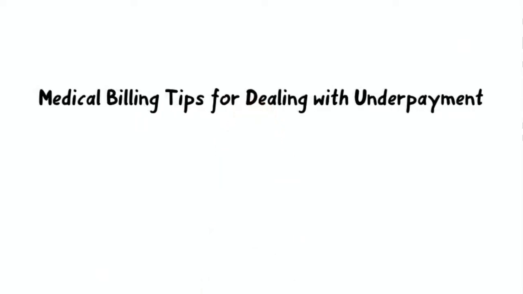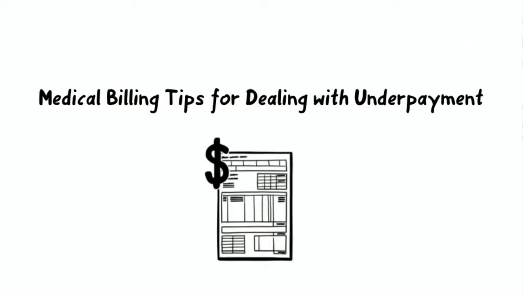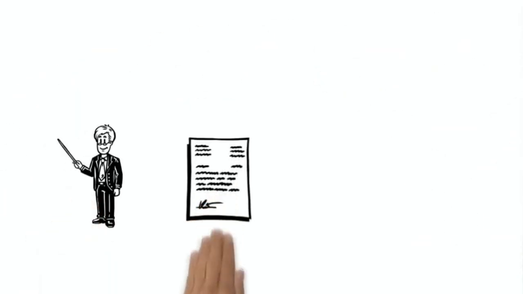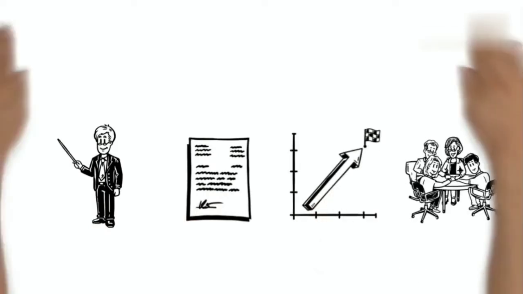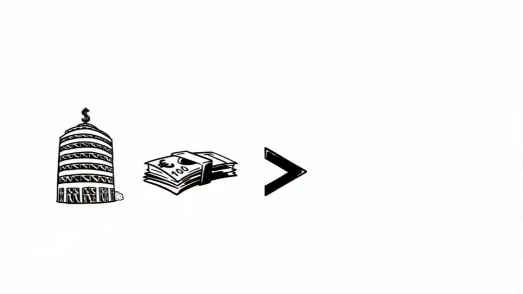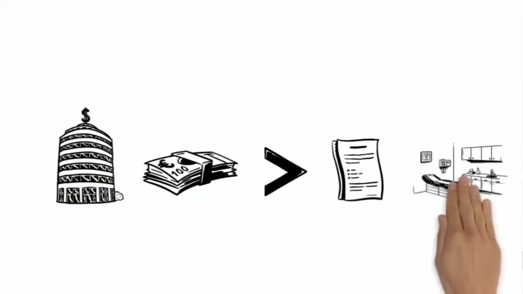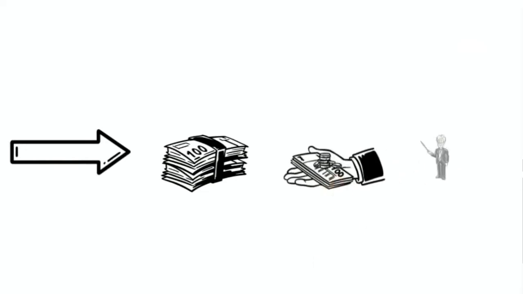Medical billing tips for dealing with underpayments. Practices tend to consider their contracts with payers to be a binding commitment, but are they? Unfortunately, insurance companies routinely pay about 10 to 14% less than their contracted rates to practices. If you're not paying close attention to payer payments, your practice could be getting gouged.